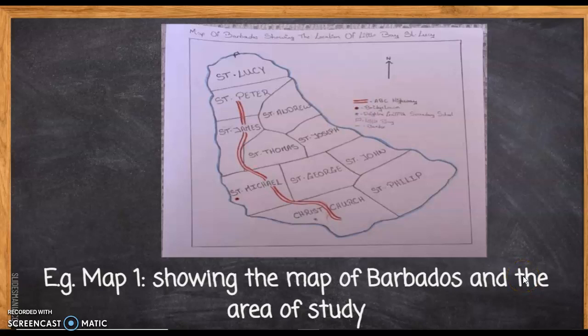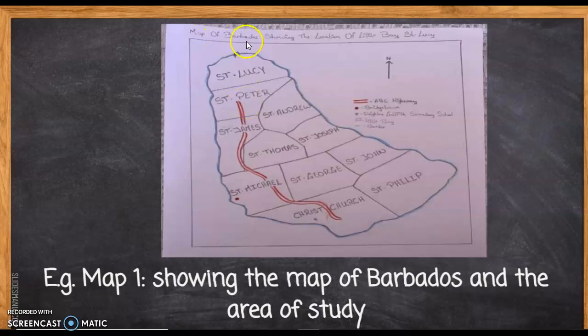Example 1 shows the map of Barbados and the area of study. For this map, you can see the elements, or the components of the map, are present. Here you have the border. The border should be clearly seen, and this is putting the map within a box. Then you should have your country drawn in such a manner that the outline is easy to see. Ensure that your writing is horizontal so persons can identify the letters and be able to read it easily.